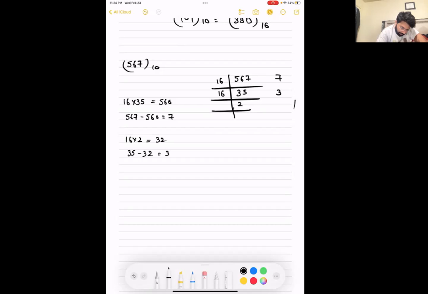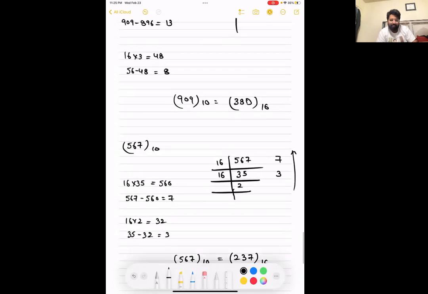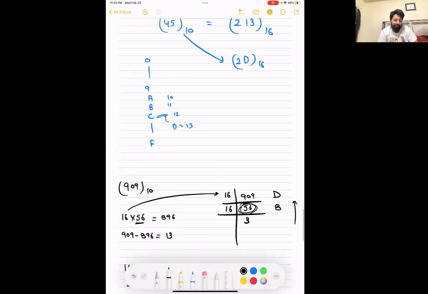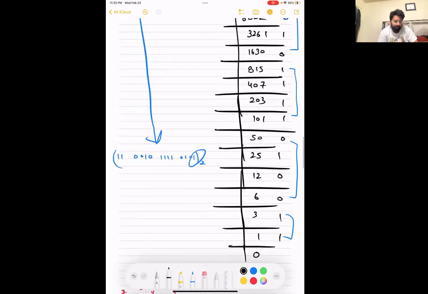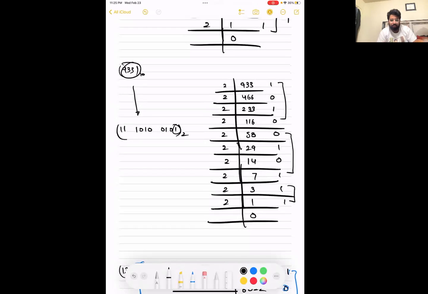So this means going bottom to up. 567 in decimal is 237 in hexadecimal. I hope this makes sense. I know it's a little bit different from that of the binary conversion, but it's kind of the same thing.